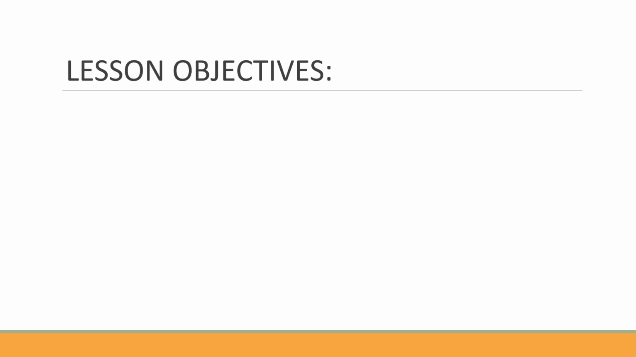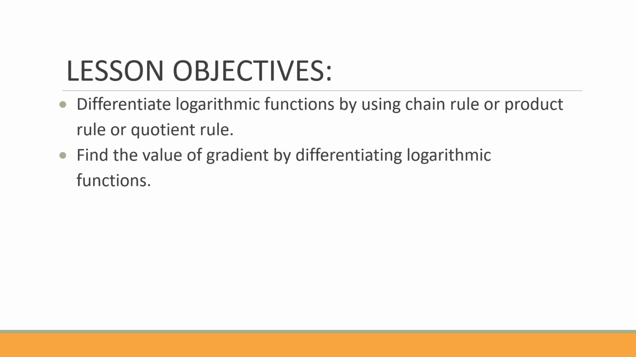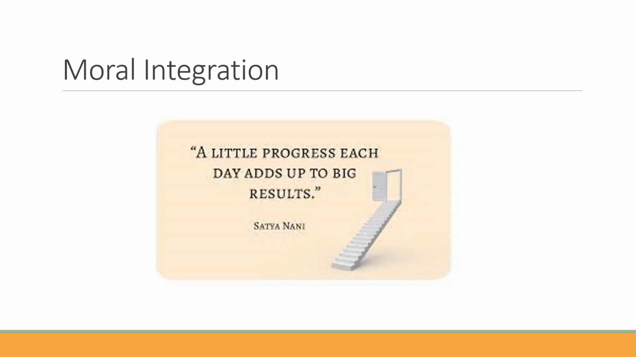Okay, so moving on. The objective for this lesson is that we will be able to differentiate logarithm functions by using the chain rule, product rule or quotient rule. And also we will be able to find the value of the gradient by differentiating logarithm functions. So the moral integration will be: a little progress each day adds up to big results.